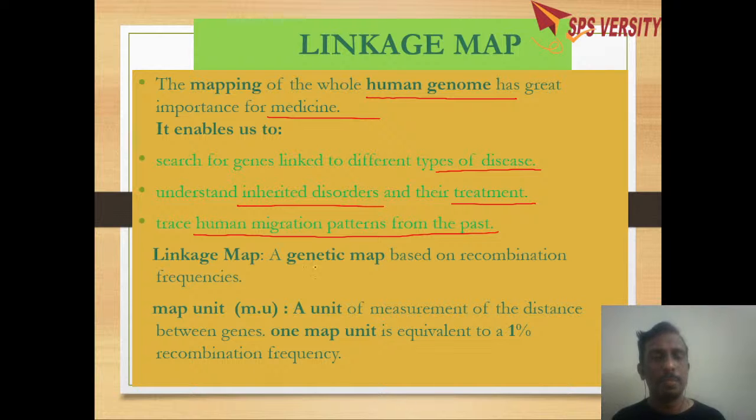Okay. A linkage map is a genetic map based on recombination frequency. What is the unit of distance between two genes? It is the map unit, m.u. So one map unit is equal to 1% of recombination frequency. Map unit is the unit of measurement of distance between genes. So one map unit is equal to 1% recombination frequency.